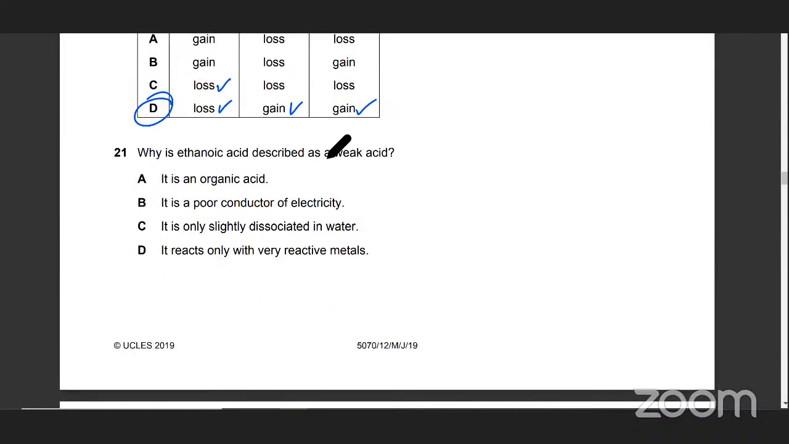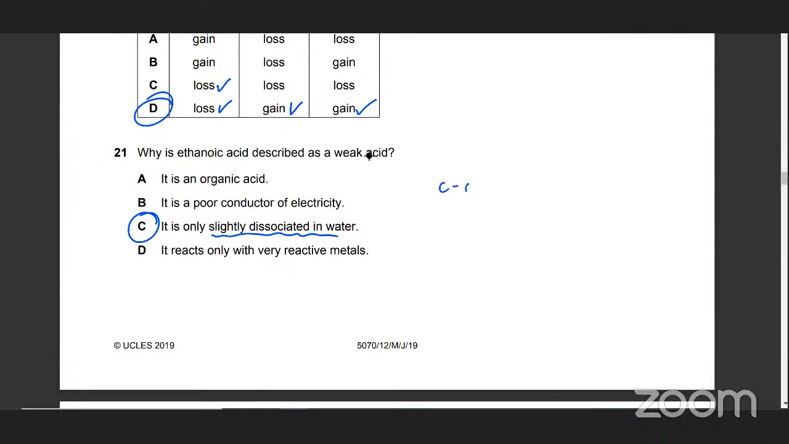अच्छा, why is ethanoic acid described as a weak acid? It is an organic acid. Kind of makes sense because all organic acids are weak acids. लेकिन what's the main reason? How do you define what a weak acid is? It slightly dissociates in water, right? That is by definition what a weak acid is. Partially ionizes or slightly ionizes. It doesn't produce a lot of H+1 ions.